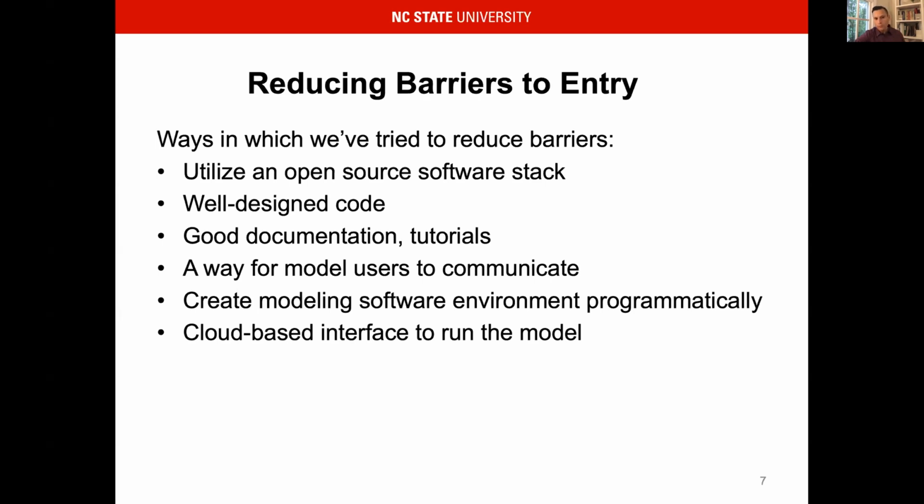You need to provide a way for model users to communicate. So we have a Google group where people can ask questions and get some answers. There's also a lot of software elements involved. And so we have an environment file that allows you to set up the software environment programmatically.